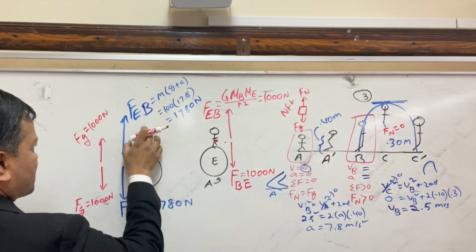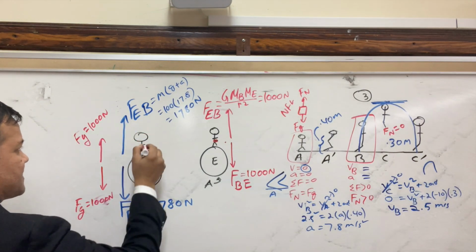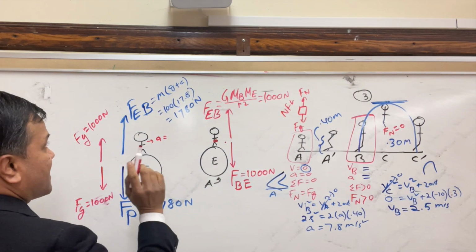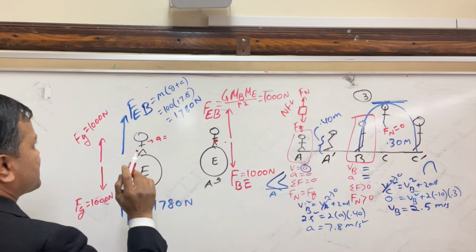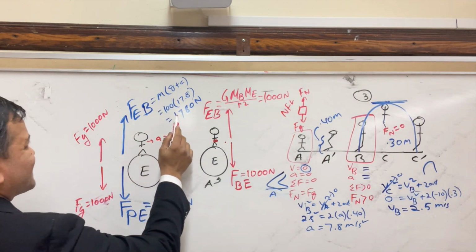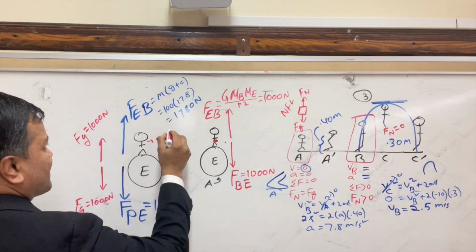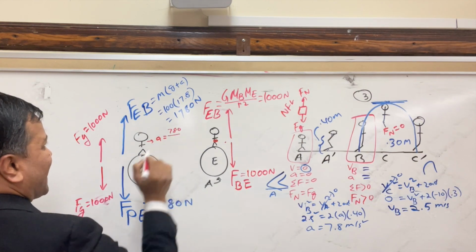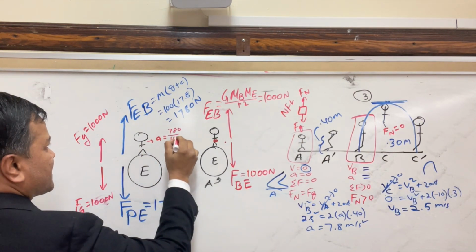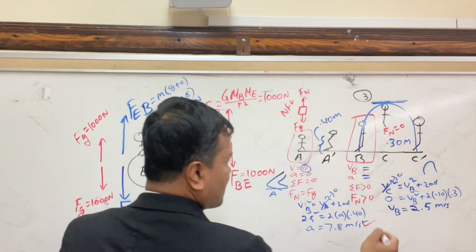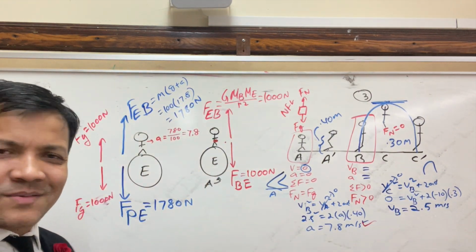Okay, now let's find the acceleration of Mr. Barry. Acceleration of Mr. Barry will be what? Net force is of course 1780 minus 1000, which is 780, divided by m, which is 100, so it is 7.8. And hey, acceleration is actually 7.8.